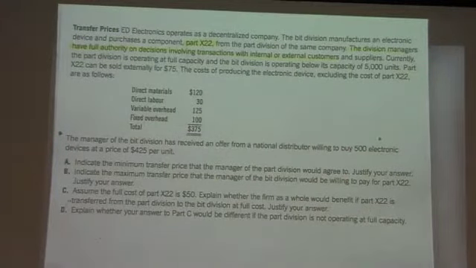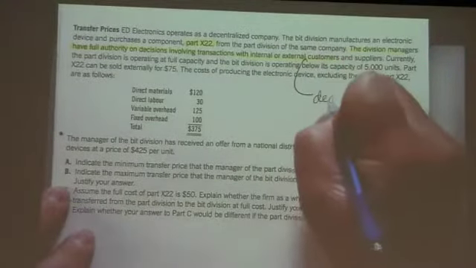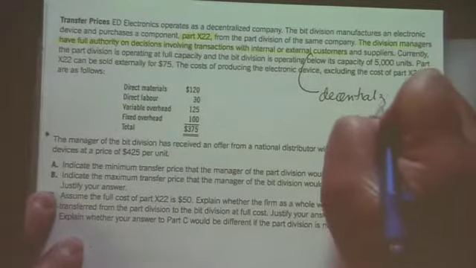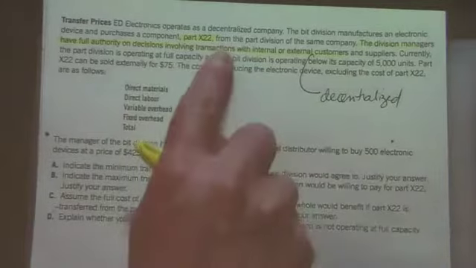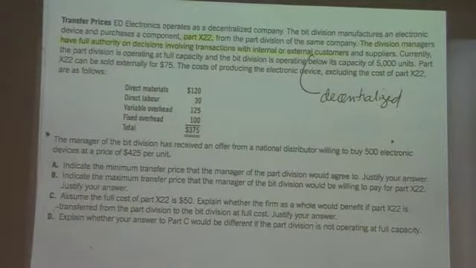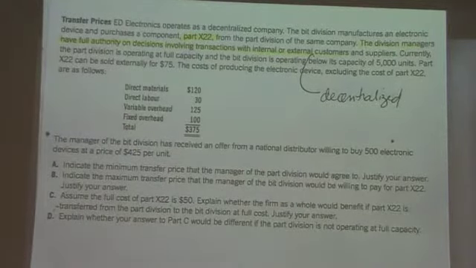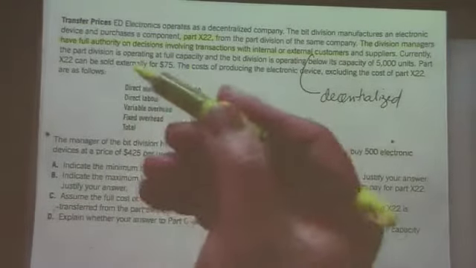And we saw in our lecture notes that this is just one way to organize a company. Some companies decide to organize in a centralized way, which means that decisions in the way these divisions operate are made by the corporate head office. So again, there are many different styles of organizational structure, and this happens to be an example of a decentralized organizational structure. Currently, the parts division is operating at full capacity.